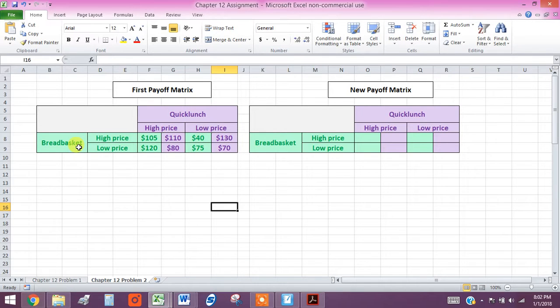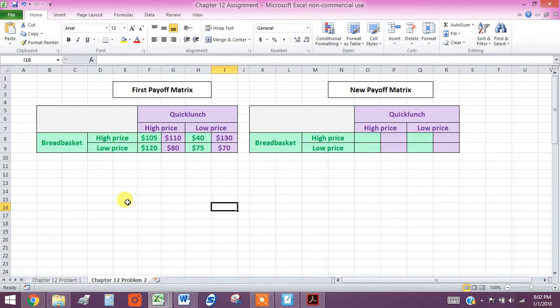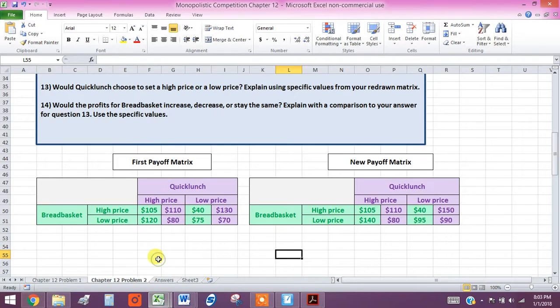So Bread Basket has a dominant strategy to go low, whereas Quick Lunch doesn't have a dominant strategy because 110 is less than 130, but 80 is greater than 70. If they went high, it would depend on what Bread Basket did. So they can't really guarantee they're having their best option by picking either high or low. Okay. Let's go back to where we want to be.